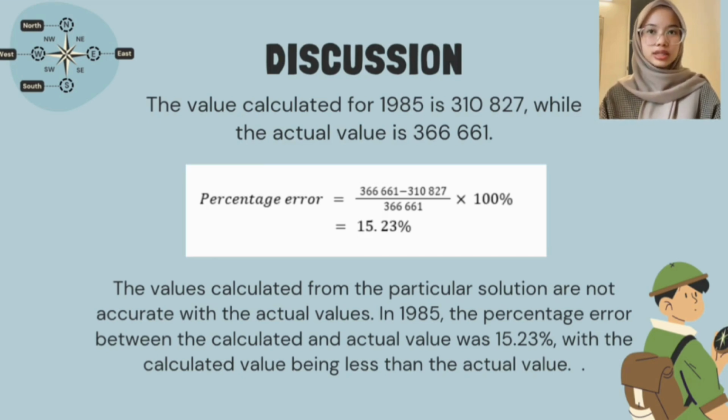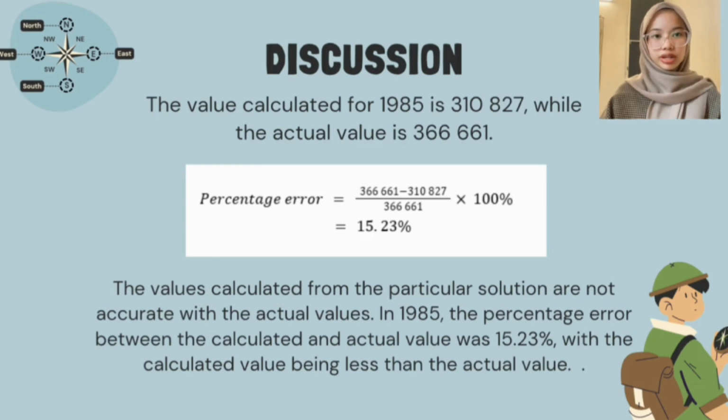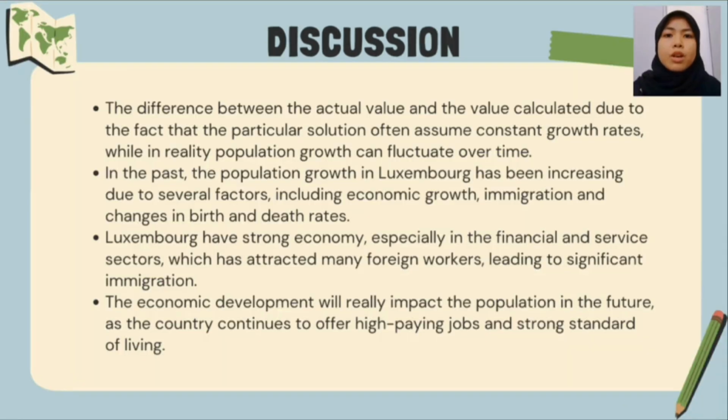The value calculated for 1985 is 310,827, while the actual value is 366,661. So we calculate the percentage error and we get 15.23%. The values calculated from the particular solution are not accurate with the actual value. In 1985, the percentage error between the calculated and the actual value was 15.23%, with the calculated value being less than the actual value. From the particular solution, there is a difference between the actual value and the calculated value.